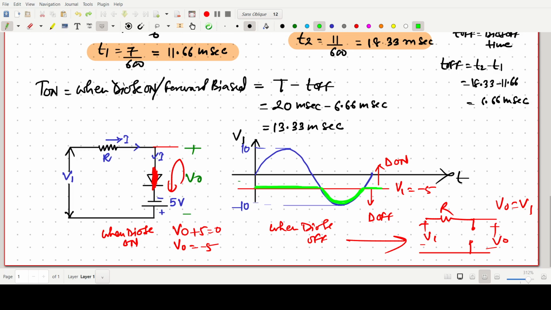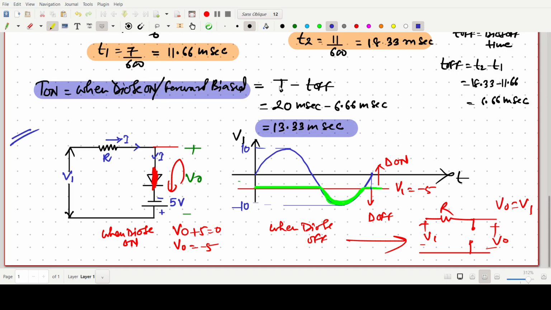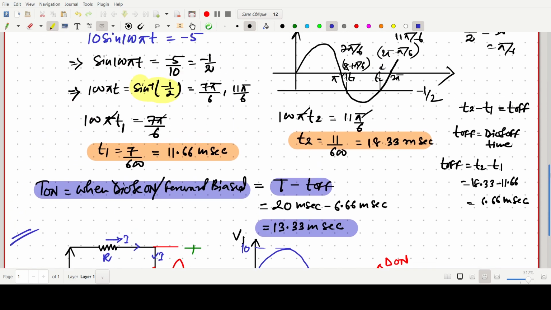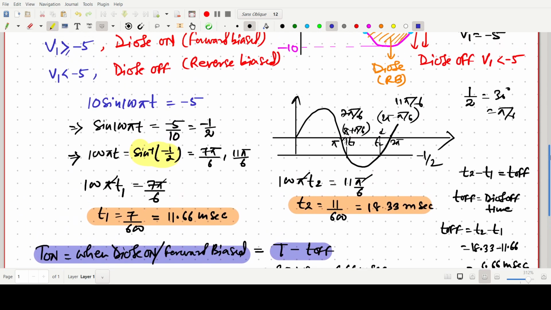In the question it is not asked, but we can say so. If you are interested in this point only, you have to make it up to here. Clear? So this is the output waveform. It is not asked, but this is the solution. In the question they are asking about T on, that is T minus T off, which we have found. So this is all about this question.